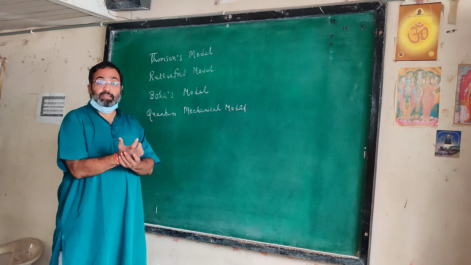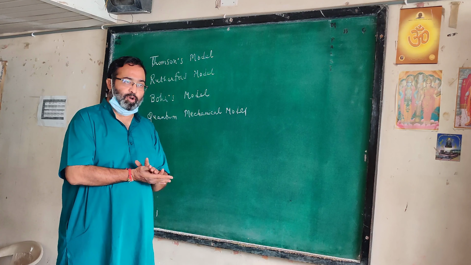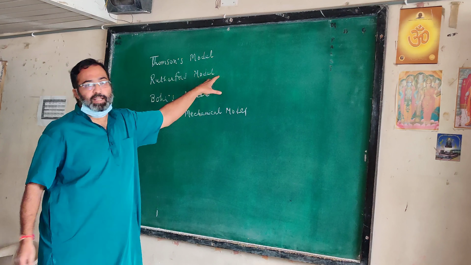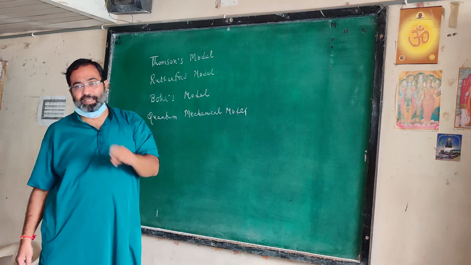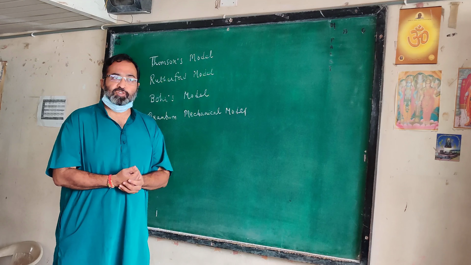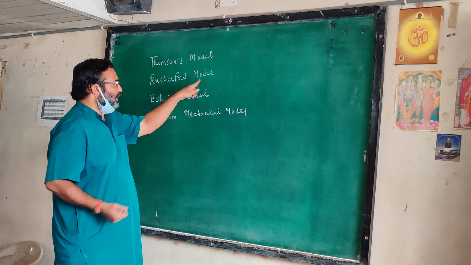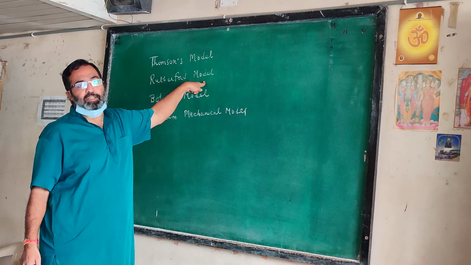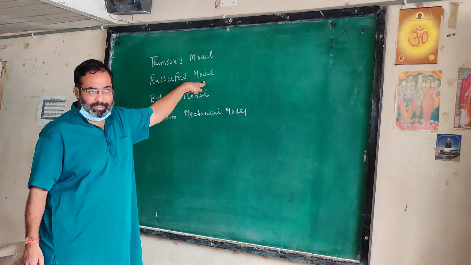Due to this limitation, the new model by Rutherford was put forward, and this model could explain the concept of nucleus, circular path around the nucleus, proper distribution of proton and electron, but it could not explain the stability of an atom. That was the failure of Rutherford's model.